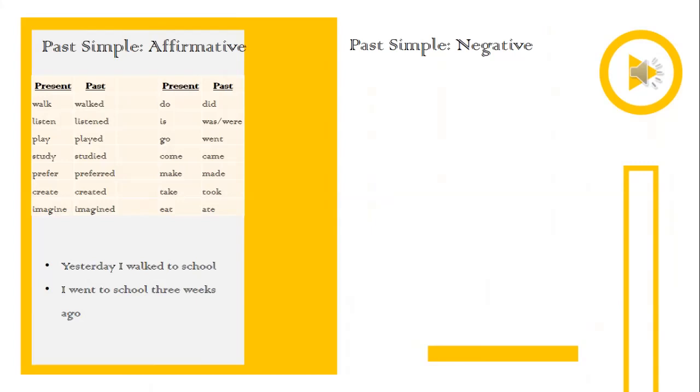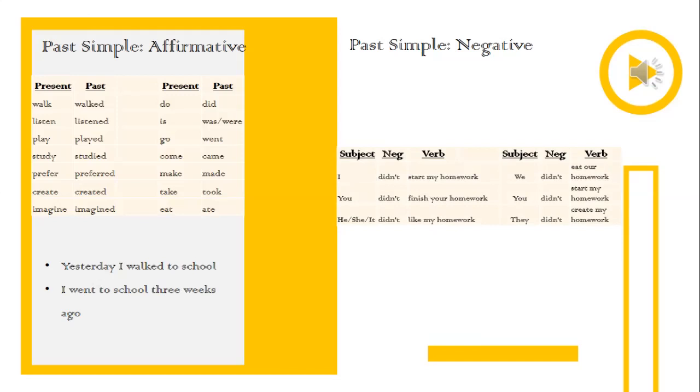Now, if you remember, there are also many verbs that change differently when you go from the present to the past. Do, did, go, went, take, took. Yesterday, I walked to school. I went to school 3 weeks ago.